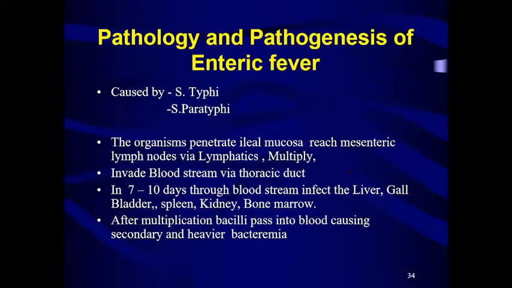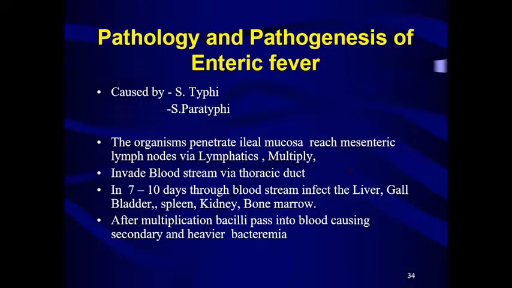This is a place where you have maximum concentration of Peyer's patches. And so the organisms penetrate the ileal mucosa. For those reasons, they reach the mesenteric lymph nodes via the lymphatics. They multiply within the lymph nodes.